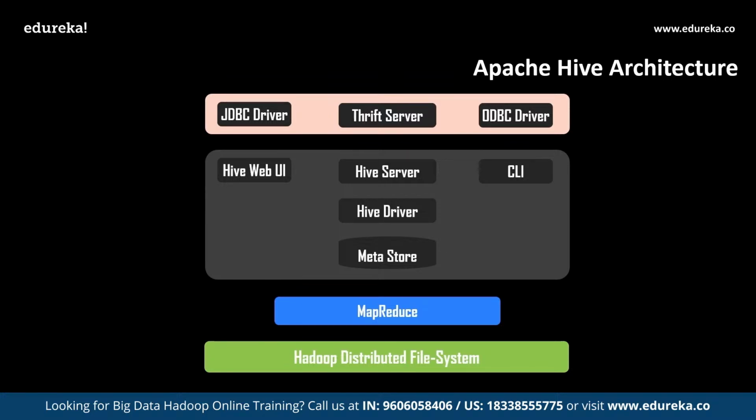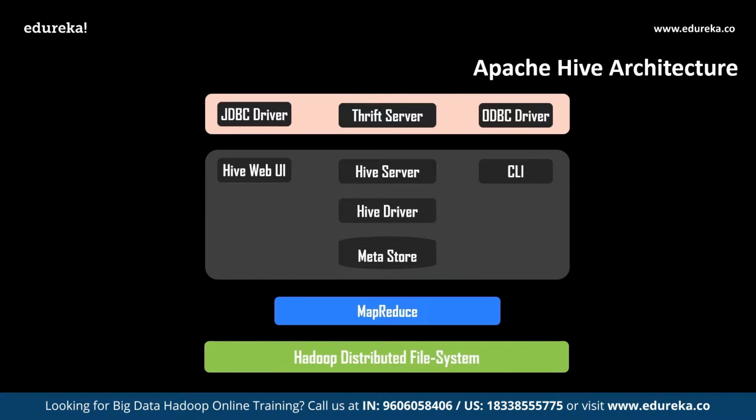The following are the services provided by Hive. They are Hive CLI, Hive Web User Interface, Hive Metastore, Hive Server, Hive Driver, Hive Compiler, and lastly, the Hive Execution Engine. The Hive CLI or Command Line Interface is a shell where we can execute the Hive queries and commands. Followed by that, the Hive Web UI is just an alternative for Hive CLI. It provides a web-based graphical user interface for executing Hive queries and commands.